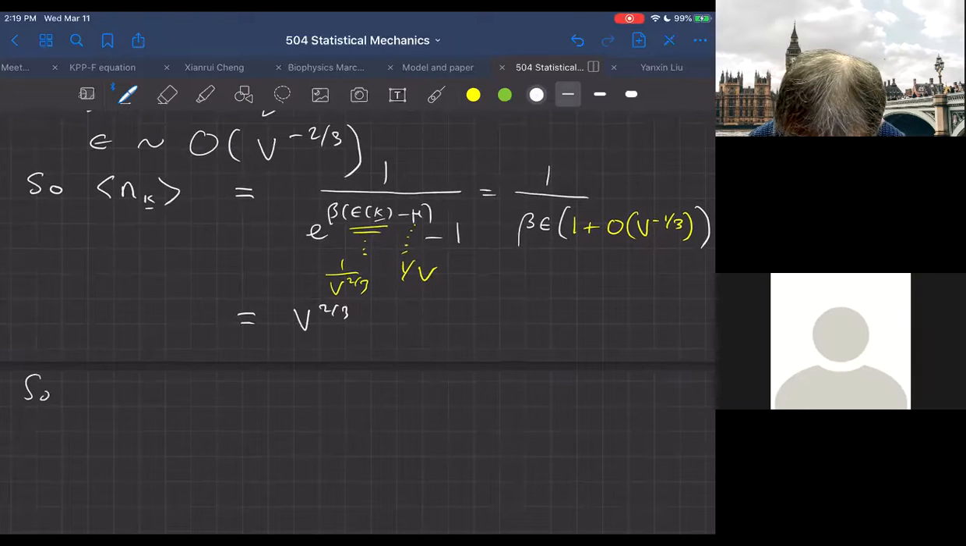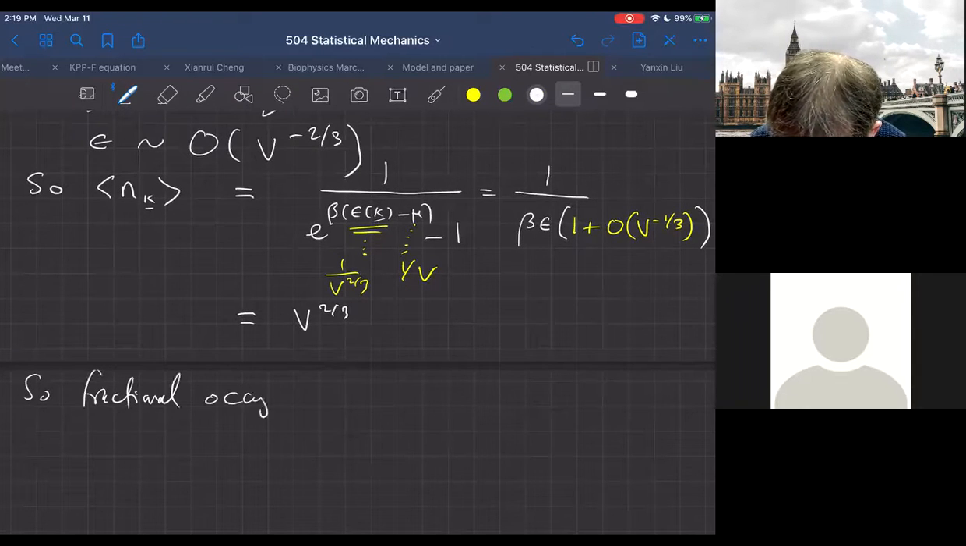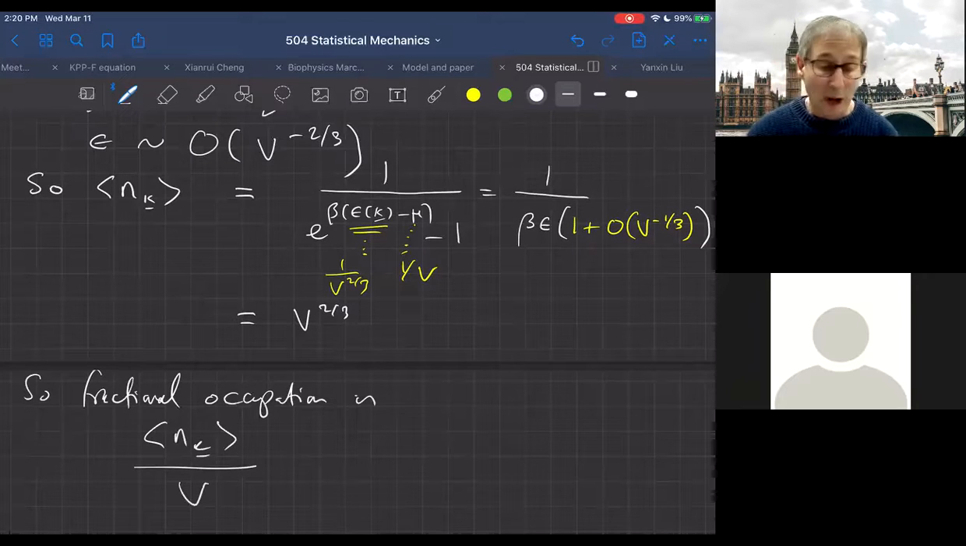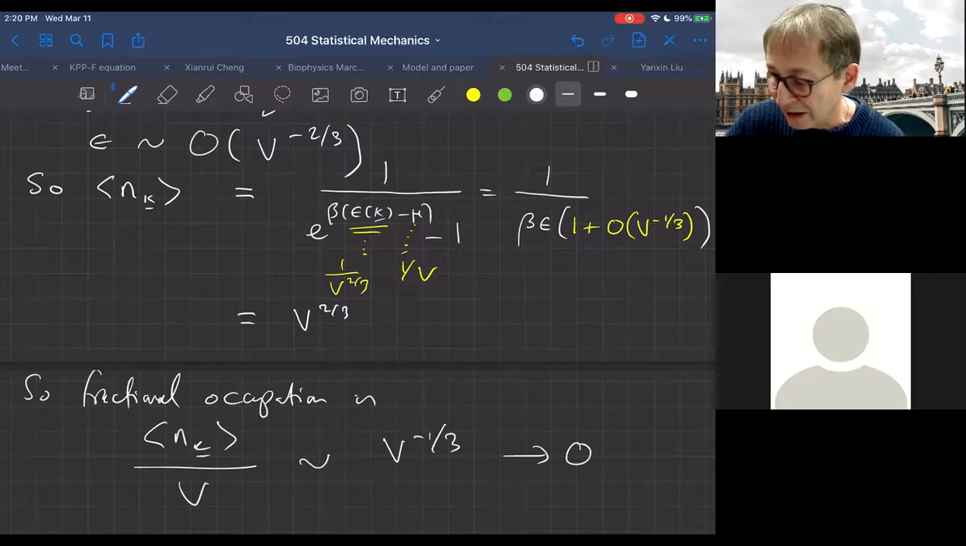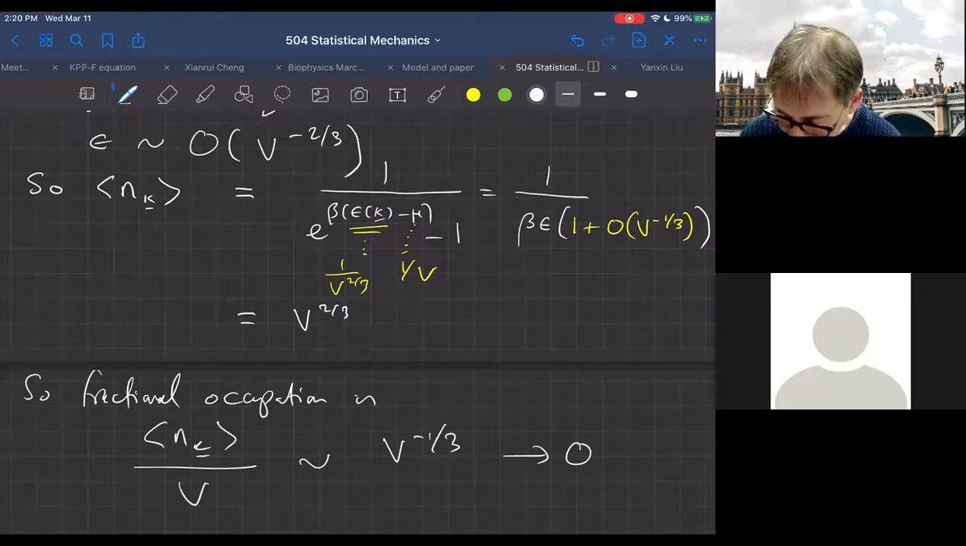So the fractional occupation, that's the expectation of n_k over v, or equivalently over N, would be the same thing. That scales like v to the minus 1/3, and that then goes to 0 as we take the system size going to infinity.